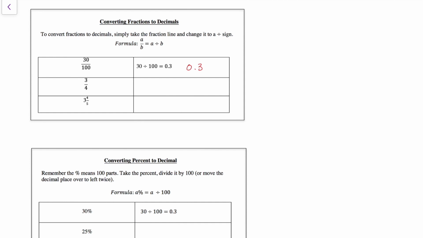So what I'd like you to do is try the next two, 3/4 and 3 4/5. So try those two, write them as a decimal, and then start the video back up when you're ready.